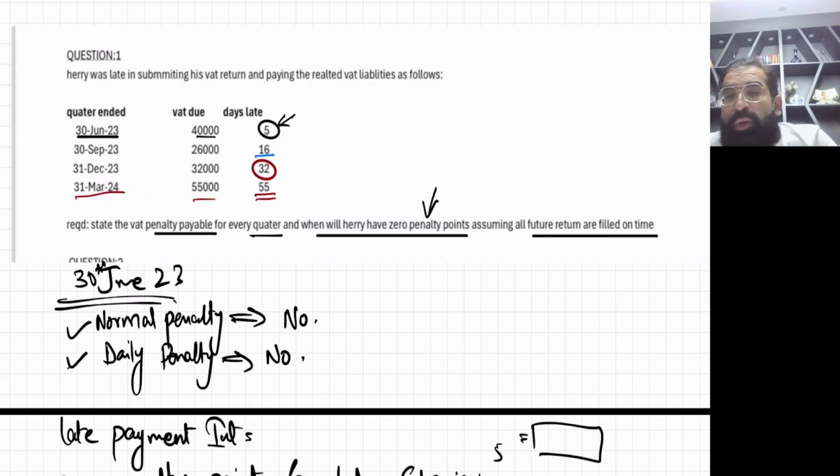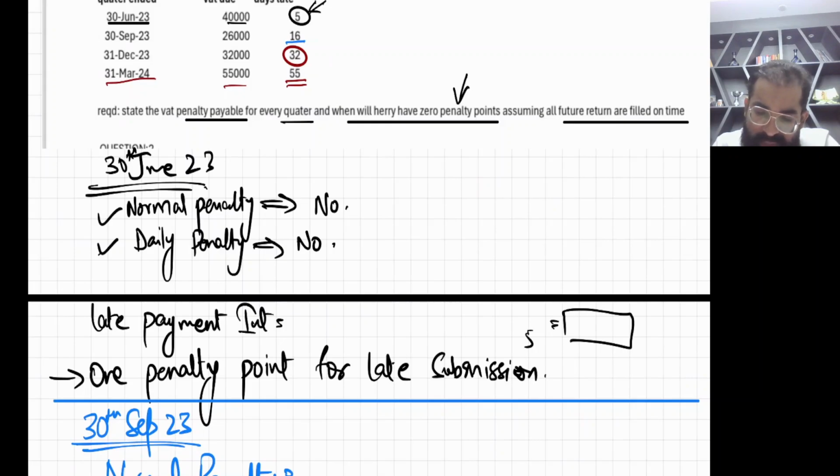5 days means 0 to 15, and 0 to 15 means no normal penalty. No normal penalty will be applied. No additional penalty, because additional daily penalties are only incurred when you are 30 days late. So no additional penalty will be applied. But interest is always charged. Late payment interest is always there.